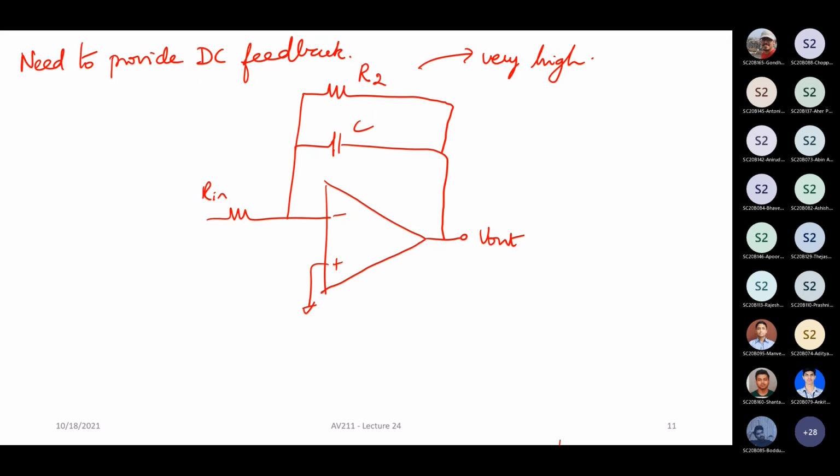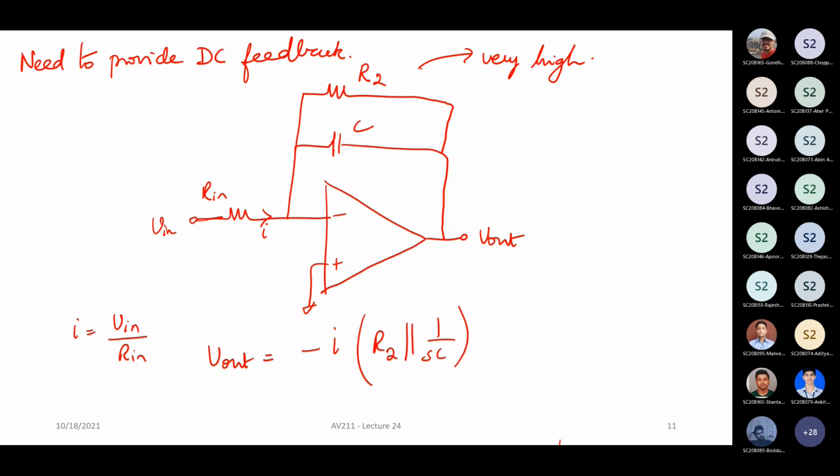Okay. Now, by doing this, what happens to the transfer function? For all practical purposes, if the impedance of the capacitor is much smaller than the impedance of the resistor, then the capacitor takes over, right? But if you calculate this, we can say that I flowing in here is V in divided by Rn, and V out can be written as minus I times the parallel combination of R2 and 1 by S times C. Okay.